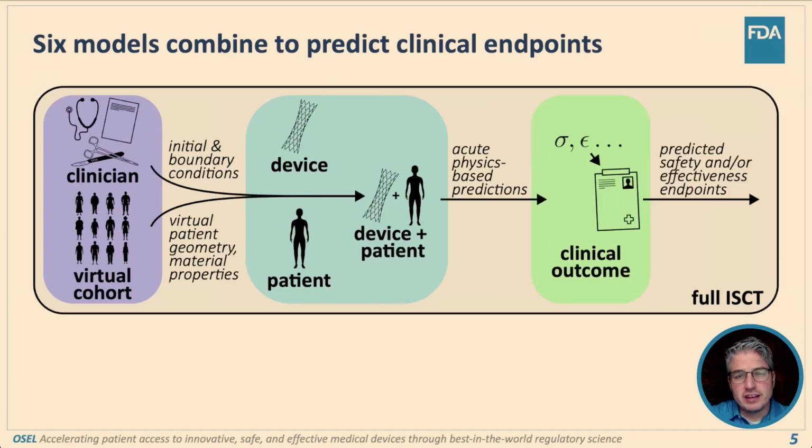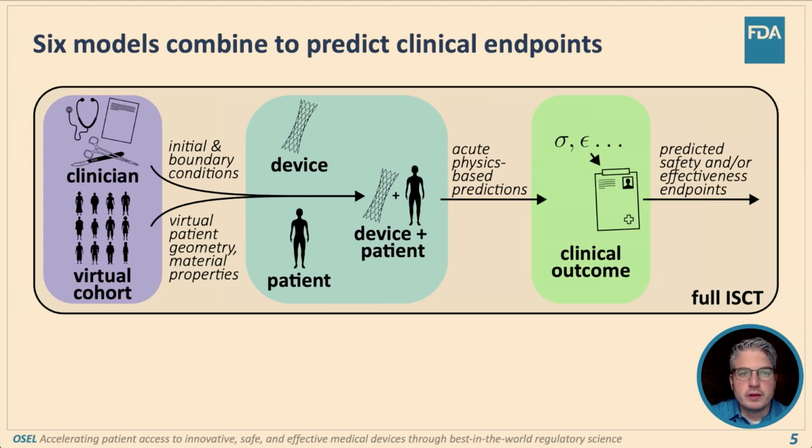First, device and patient models are fed and driven by initial and boundary conditions, along with any other needed input variables that are calculated from the clinician and virtual cohort models. Virtual interventions are then performed to predict acute physics-based quantities of interest in a stochastic manner. Finally, these acute physics-based quantities are converted to clinical outcomes and predictions of safety and effectiveness endpoints using appropriate mapping models.